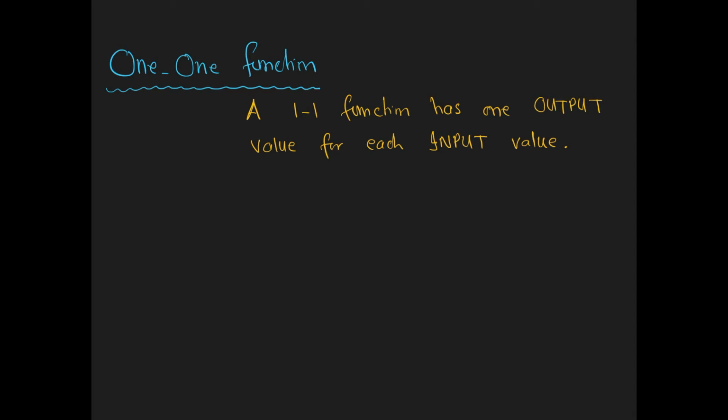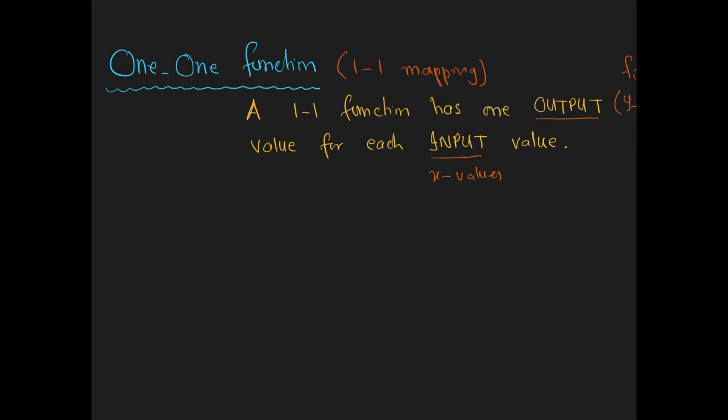A function can be a one-one function or a many-one function. Let us discuss both of these one by one. First of all, one-one function, also known as one-one mapping. A one-one function has one output value. When we say output value, it means y values or the values of f of x. A one-one function has one output value for each input value, and input values are the x values. So this is a one-one function or a one-one mapping.